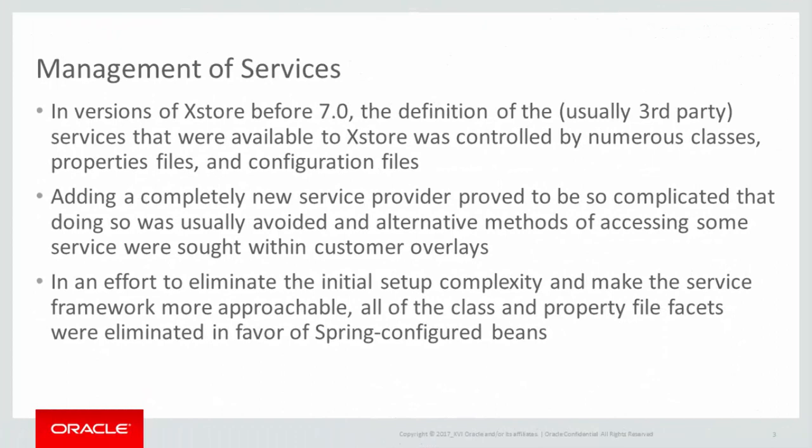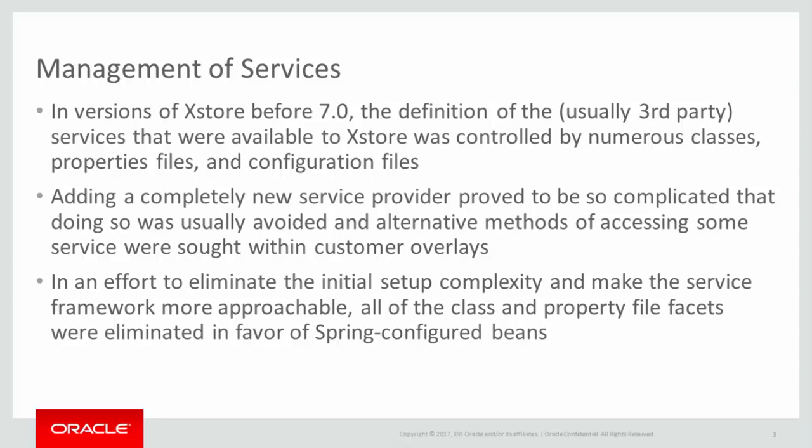In versions of XStore before 7.0, the definition of the services that were available to XStore was controlled by numerous classes, property files, and configuration files. Adding a completely new service provider proved to be so complicated that doing so was usually avoided, and alternative methods of accessing some service were sought within customer overlays.